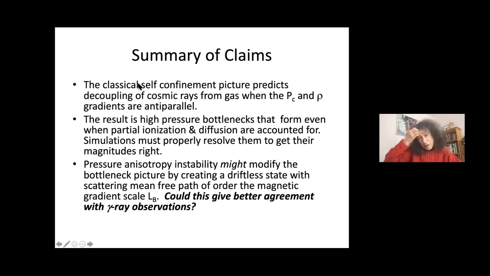Okay, so first of all, this classical self-confinement picture breaks down and predicts decoupling when the cosmic ray pressure gradient and the density gradients in the gas are anti-parallel. And at the level of structure in the interstellar medium or CGM or halo, this must happen all the time. And the result is a highly intermittent situation where you have high pressure bottlenecks with very little pressure, essentially no pressure gradient in between the sources and the density maxima, or in between density maxima.